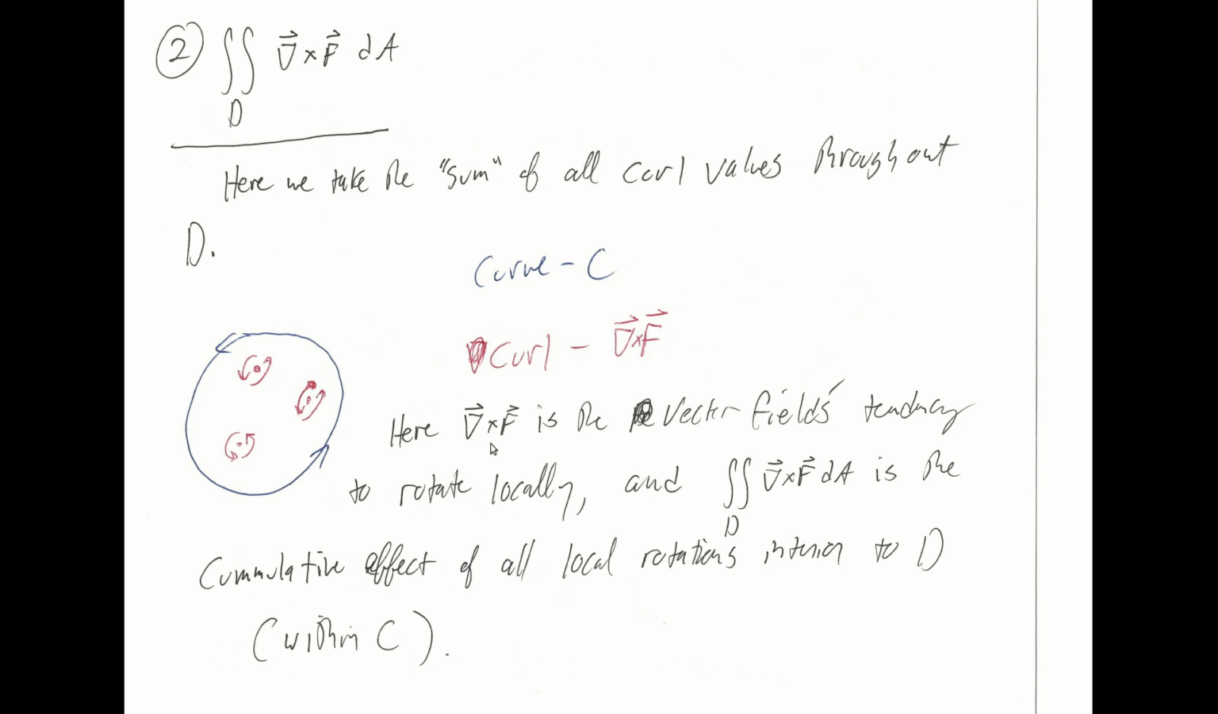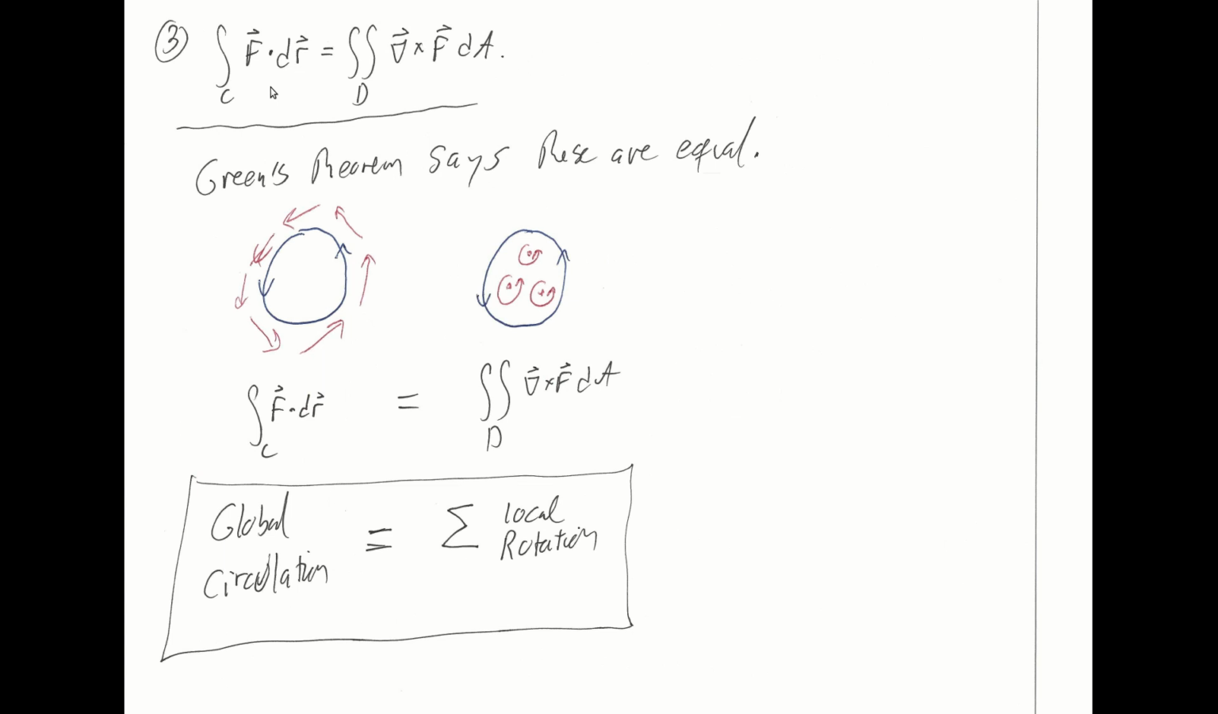So the curl is the local rotation. The double integral of the curl is going to be the cumulative effect of all of the little local rotations throughout the region D, interior to the curve C. And so we had large-scale circulation around the curve, and now we've got the cumulative effects of all the little local rotations interior to the curve. And Green's theorem is telling us that those two quantities are equal.